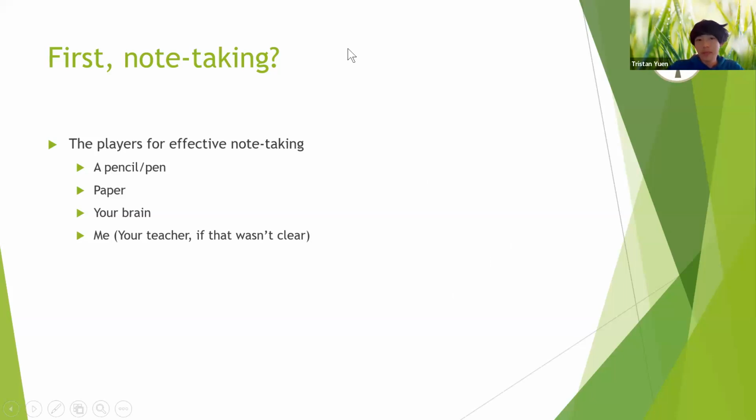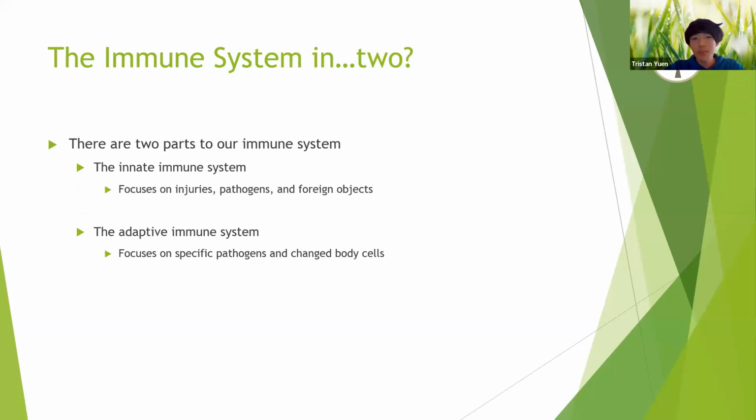All right. So there are actually two parts of the immune system, the innate immune system and the adaptive immune system. These both focus on different things. The innate immune system is like the first response. It's everything that happens outside on your skin and then just into your skin.